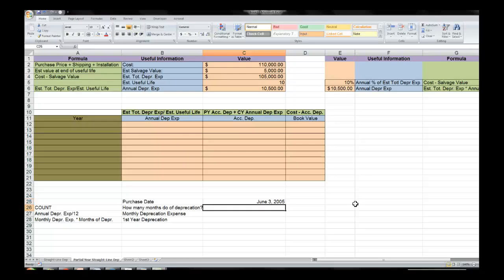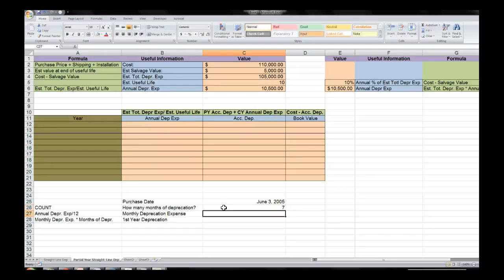So how many months do we need to calculate for depreciation? Well, let's count it out. We've got June, July, August. I'm counting on my fingers, guys. June, July, August, September, October, November, December. That's 7 months of depreciation.